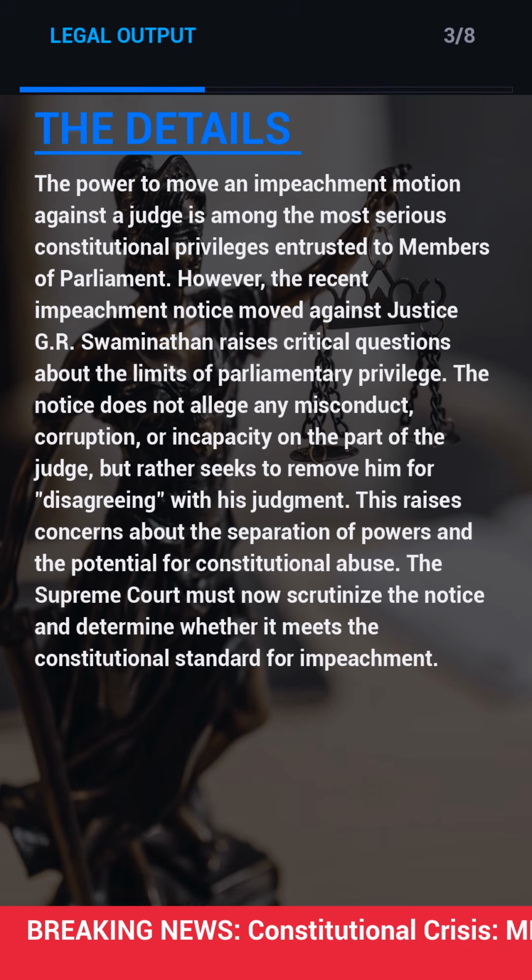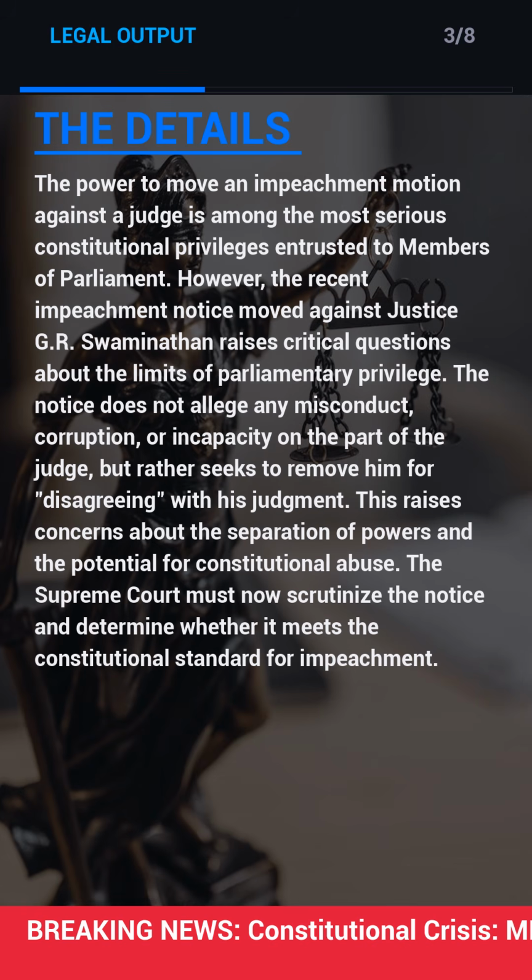However, the recent impeachment notice moved against Justice G.R. Swaminathan raises critical questions about the limits of parliamentary privilege. The notice does not allege any misconduct, corruption, or incapacity on the part of the judge, but rather seeks to remove him for disagreeing with his judgment. This raises concerns about the separation of powers and the potential for constitutional abuse.